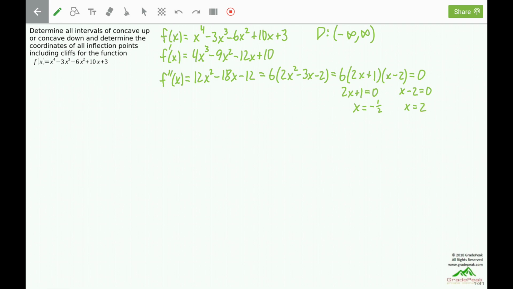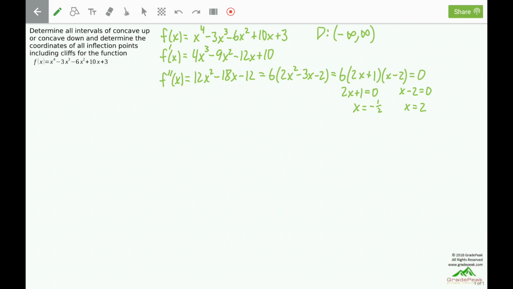We will now check to see which of these are in the domain. The domain is all real numbers. X equals negative 1/2 and x equals positive 2 are both real numbers. They are both in the domain. They are both candidate numbers, and they are candidates to be possible inflection points.